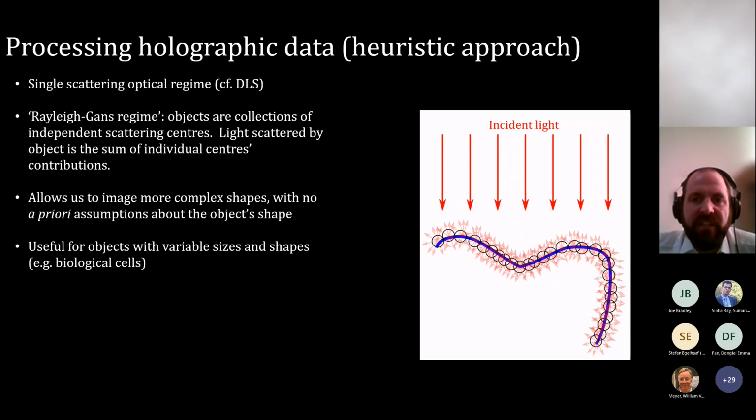People familiar with DLS, dynamic light scattering, as Joe was addressing before, might be familiar with the Rayleigh-Gans scattering regime. That says that if you have a weakly scattering object, you can divide it into small independent scattering centers. So instead of looking at a long fibrous object, like the long blue thread on my screen on the right-hand side, I can consider this thread to be a chain of independent scattering centers. They scatter light, and the unscattered and scattered light is collected at the image plane of the camera, and we can decode the information there without any assumptions about the shape of the object.